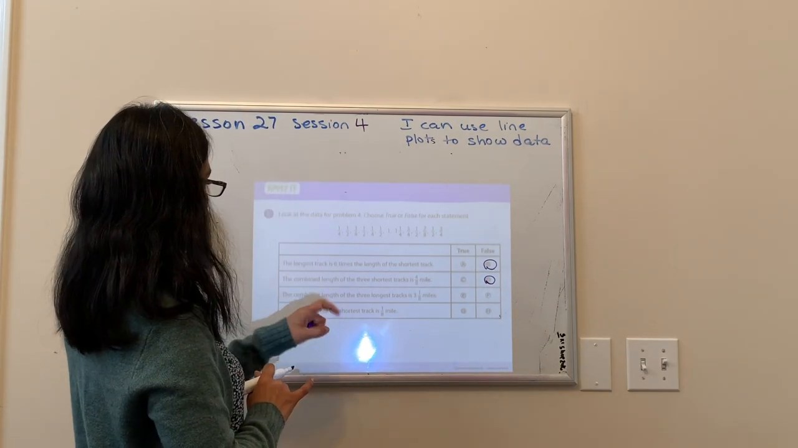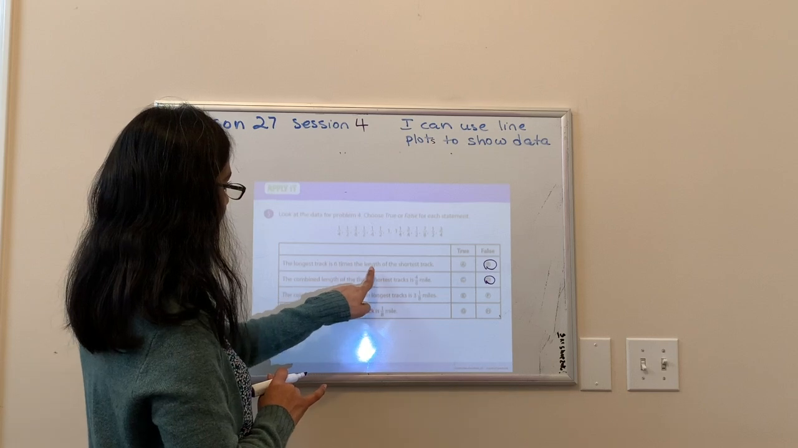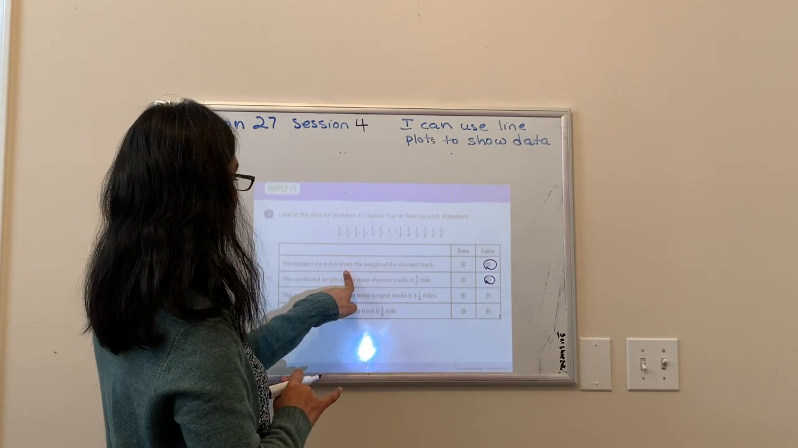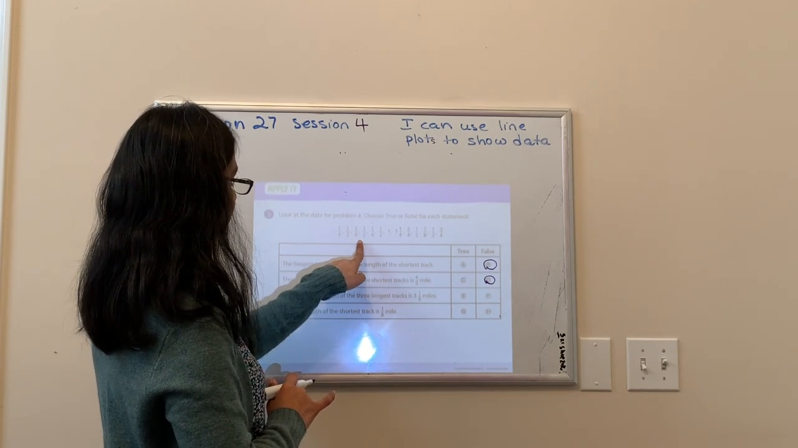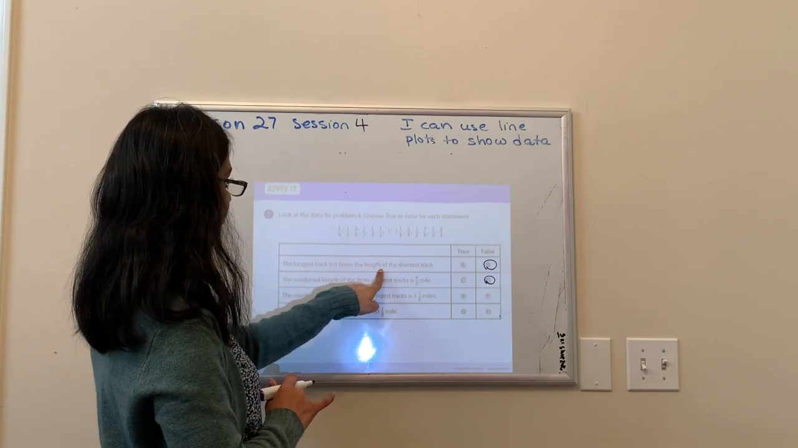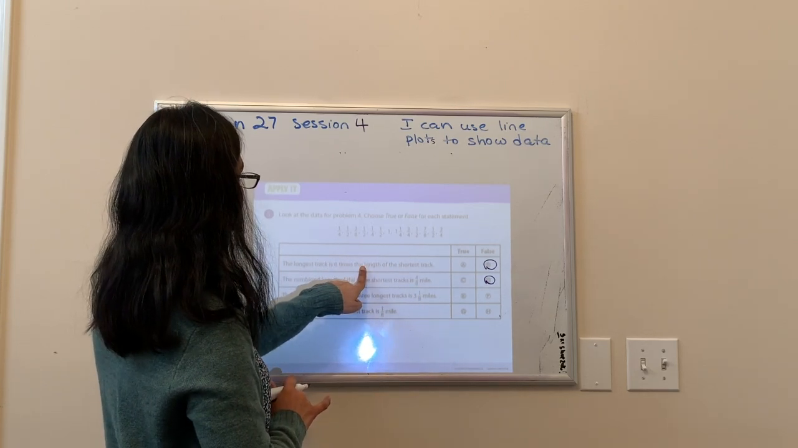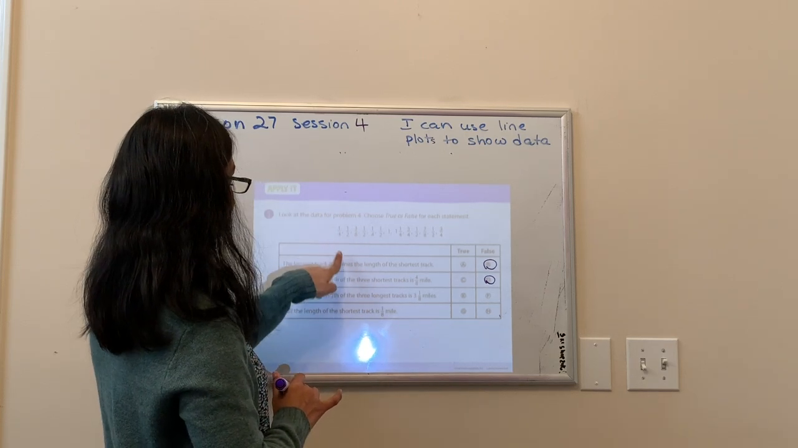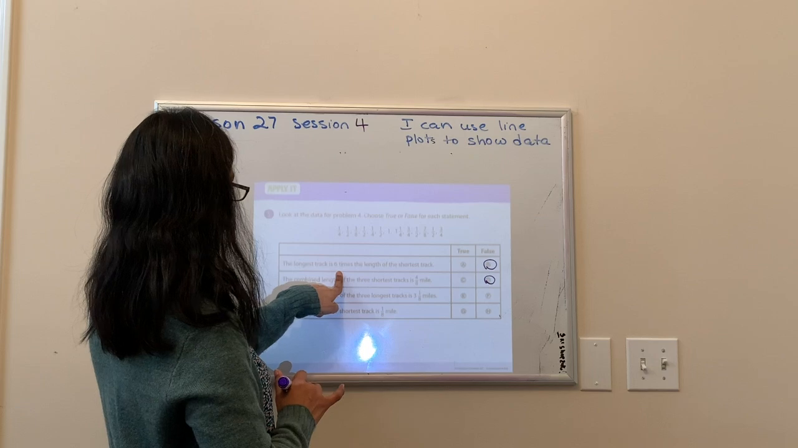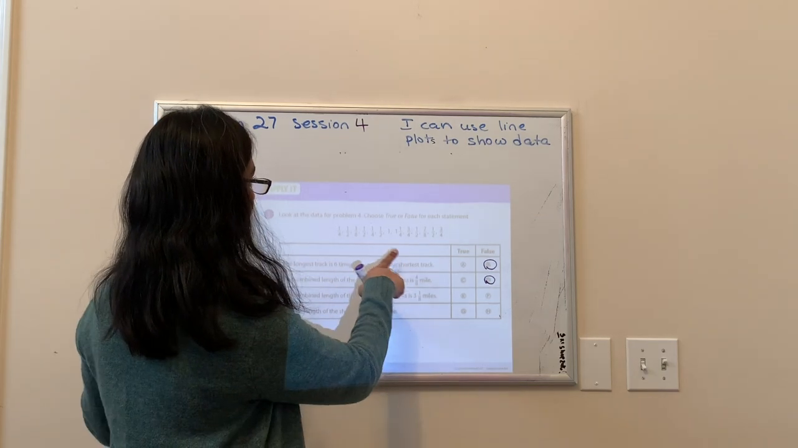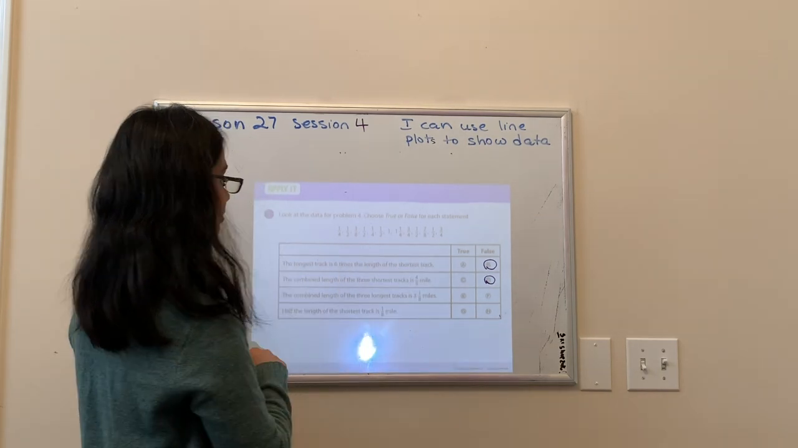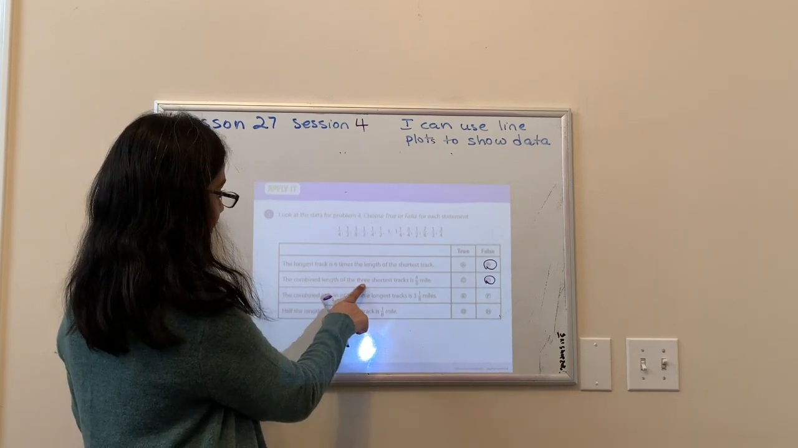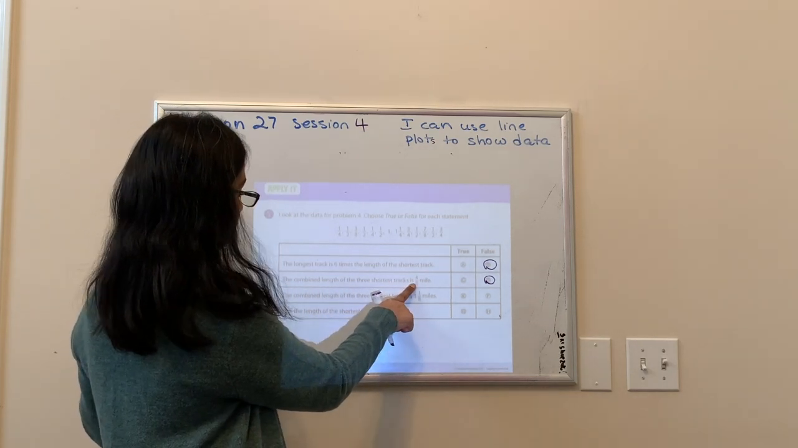And how do we know those? So the longest track is 6 times the length of the shortest track. So we need to add up all the shortest ones, right? The length of the shortest track. So what is the shortest track? A quarter. And 6 times a quarter, right? Is it equal to the longest track, which is 7/8? So that's false. The combined length of 3 shortest tracks is 4/8.